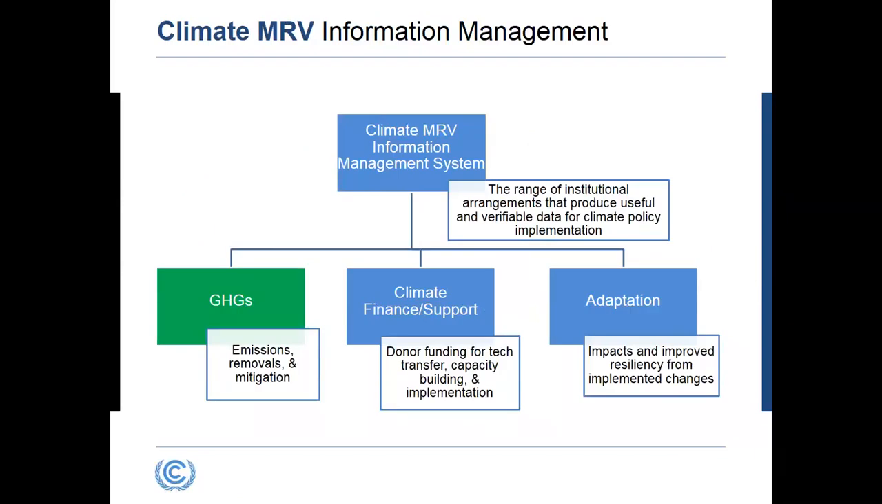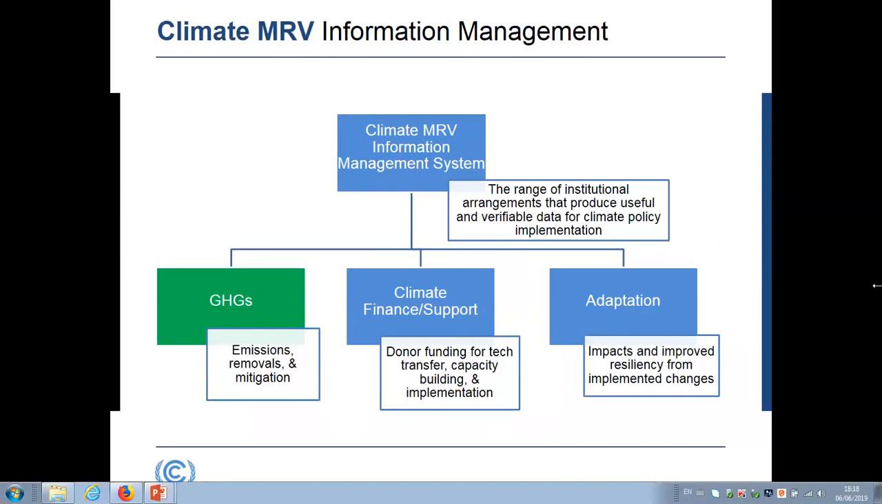So this is the framework. We already heard about it briefly with respect to the ETF, the Enhanced Transparency Framework, of the three baskets of MRV-related pieces of data management: greenhouse gas emissions, which relate to both inventories and mitigation tracking, the finance support, and adaptation. Obviously, we're going to focus here primarily on the greenhouse gas piece of this three-leg stool. Next slide.